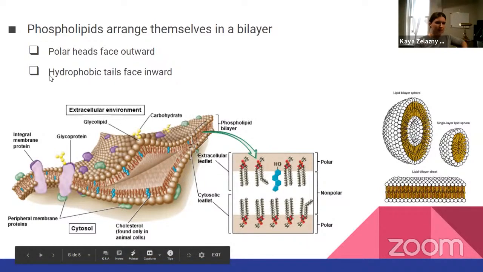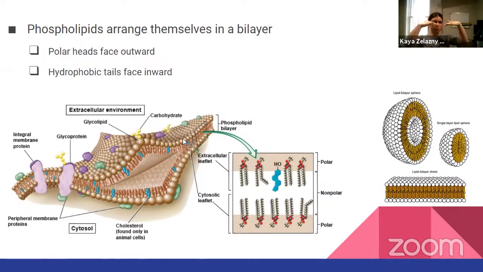And the hydrophobic tails are facing inward, and by inward we mean towards the center of the bilayer, not just the center of the cell. So it's basically we have a polar head, its feet facing inward, and then it's foot to foot with another phospholipid. So that's the arrangement of our bilayer.